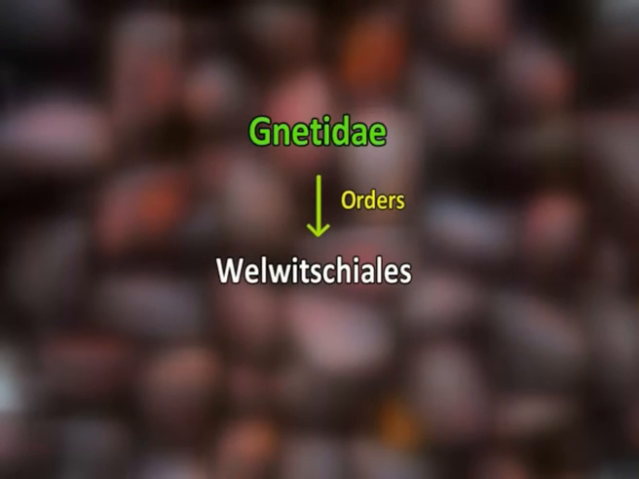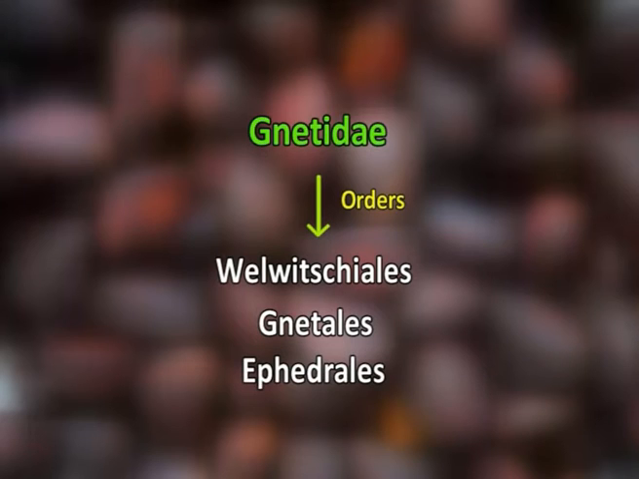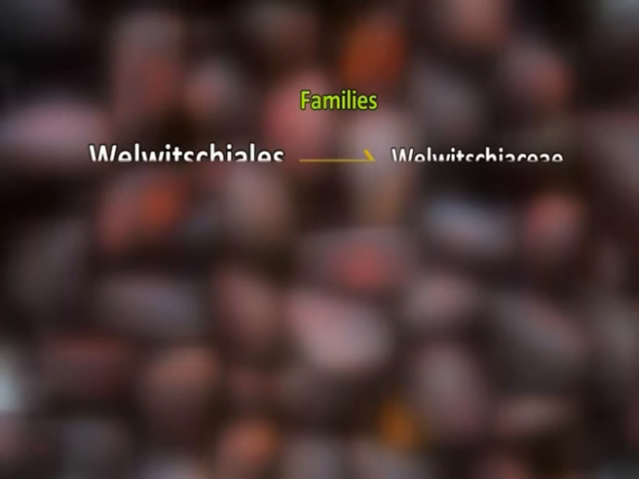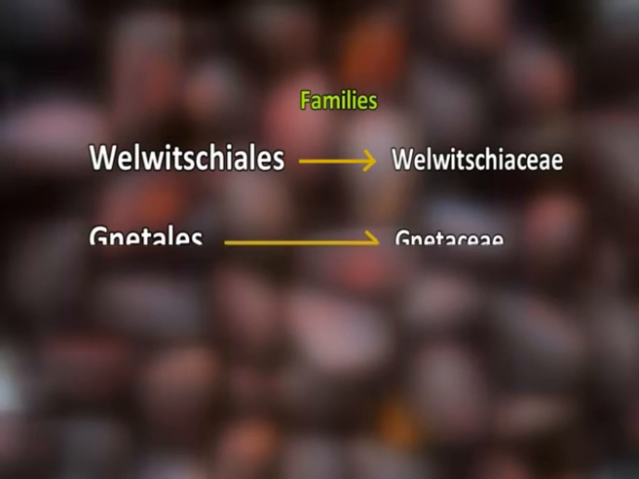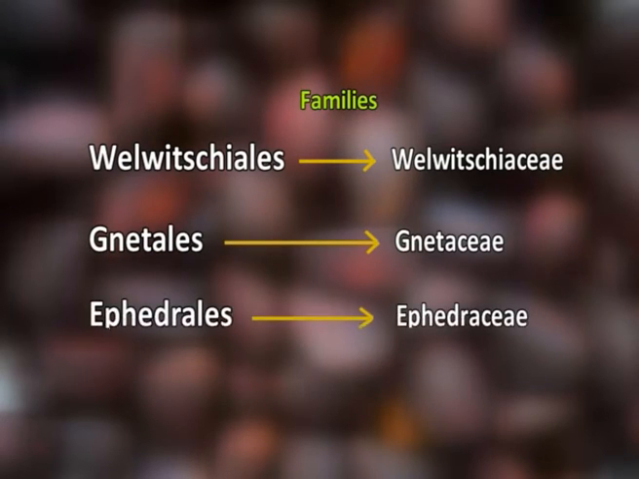Gnetidae includes 3 orders: 1. Welwitschiales, 2. Gnetales, and 3. Ephedrales. All these 3 orders are monotypic, having just a single family each, that is Welwitschiaceae, Gnetaceae, and Ephedraceae respectively.